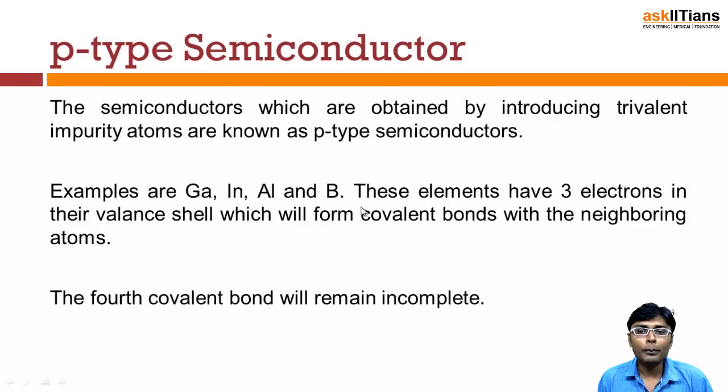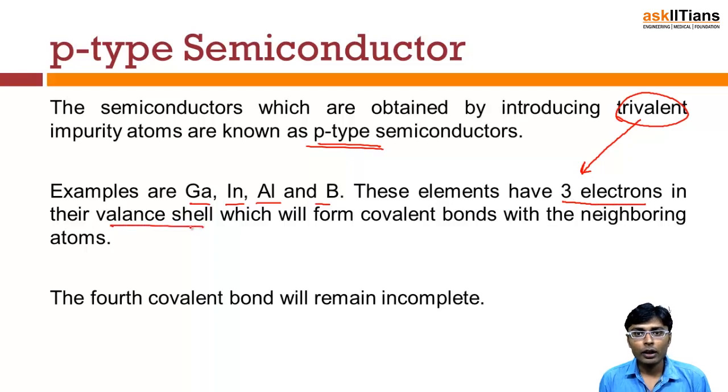Now let's see what a p-type semiconductor is. We have discussed n-type. Now p-type: the semiconductors which are obtained by introducing a trivalent impurity atom. Here we are adding a trivalent impurity, and in the case of n-type we added a pentavalent one. The semiconductors obtained by introducing trivalent impurity atoms are known as p-type semiconductors. Examples are gallium, indium, aluminium and boron, and since these elements are trivalent, they have 3 electrons in their valence shell.